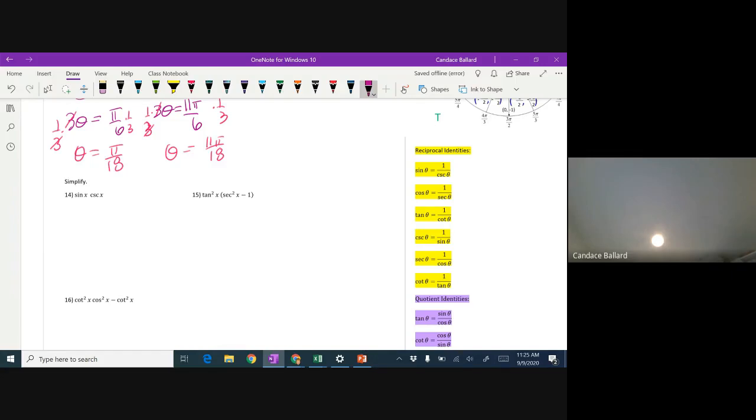If all else fails, turn it into sines and cosines, right? So I'm seeing sine. I know I can't get simpler than that. Cosecant, I know, is the reciprocal of sine. So I know I can write it as 1 over sine x. And then what do you know? It pops out. These guys cancel. I am just left with 1.